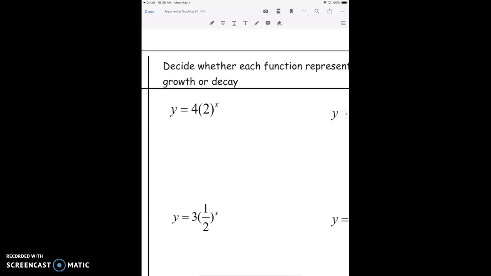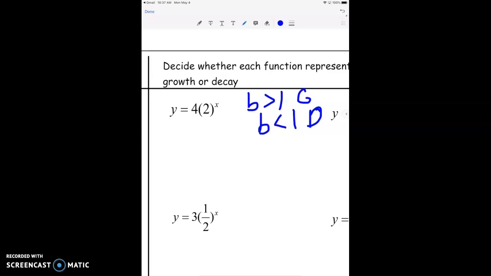All right, so first thing we're going to do is we're going to figure out if we've got growth or if we've got decay. Now remember, what we're looking at is, what is b? Is b greater than 1 or is b less than 1? Those are the two things we're looking for here. Greater than 1 we've got a growth, less than 1 we've got decay.